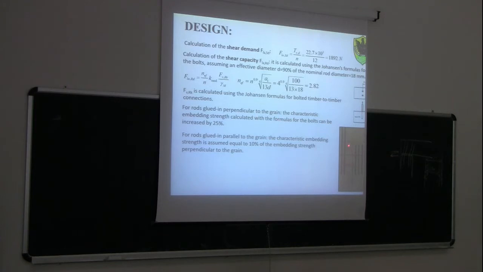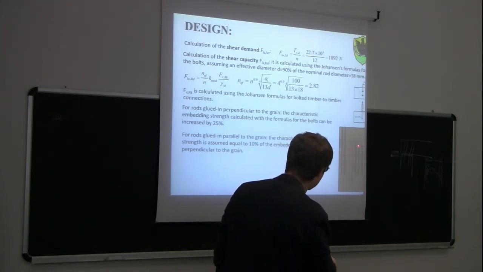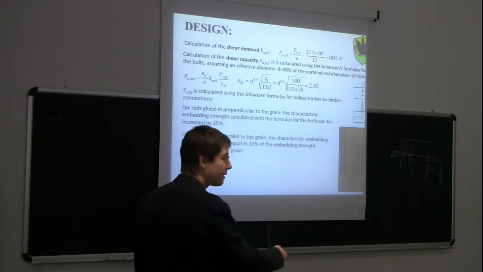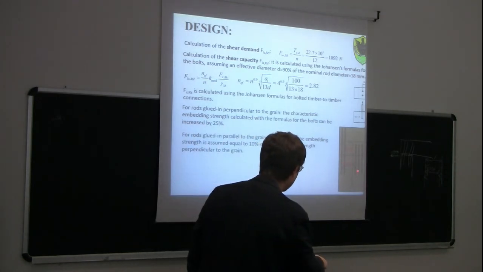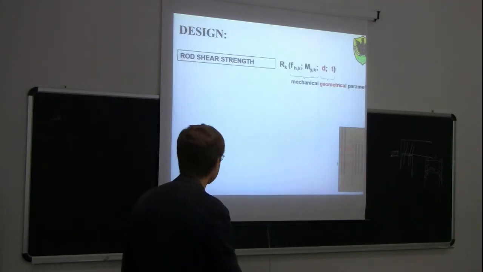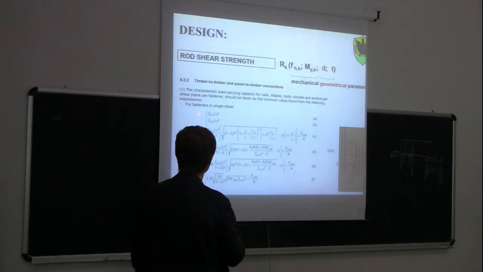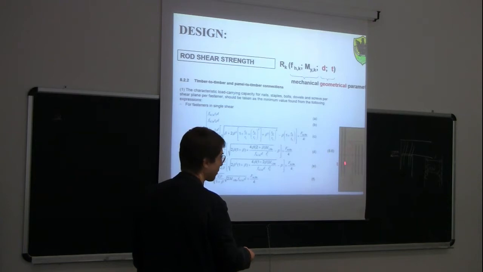So first, we calculate the embedment strength of a bolt. Then we increase it by 25% to get the embedment strength of the glued-in rods in the beam. And then we reduce it by 90% to find the embedment strength of the glued-in rods in the column. Okay, so this is what we have to do. This is a timber-to-timber connection, as you can see.